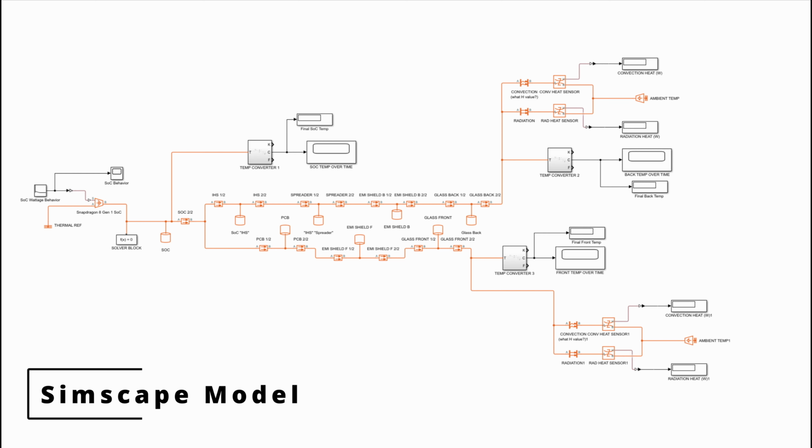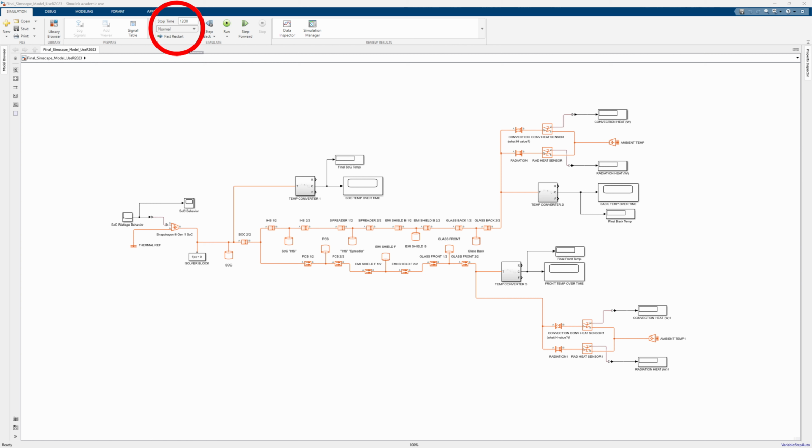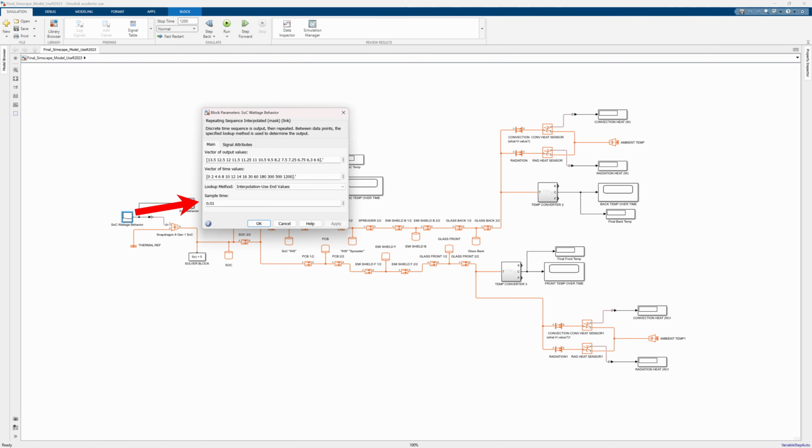Here is our MATLAB SimScape simulation model for our Galaxy S22 SoC Snapdragon 8 Gen 1 heating up over time. So this takes place over 1200 seconds or 20 minutes, and you can see that we have a variable wattage starting from 13.5 going all the way down to 6. And this is on the actual CPU itself, so the Snapdragon.